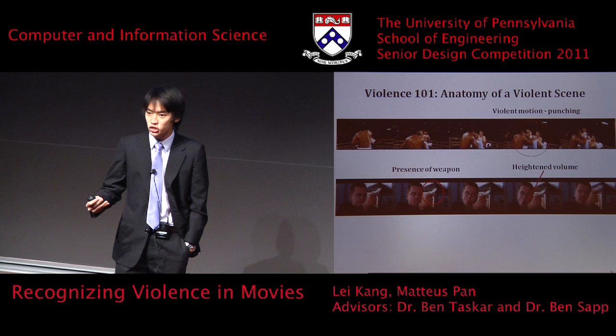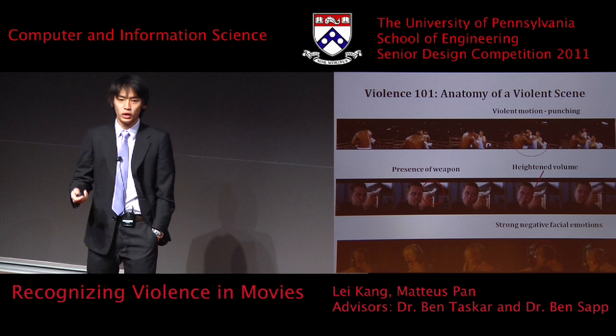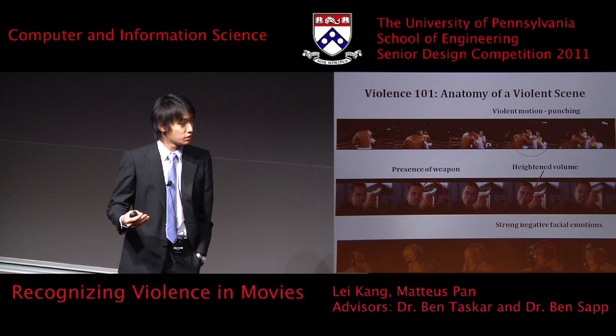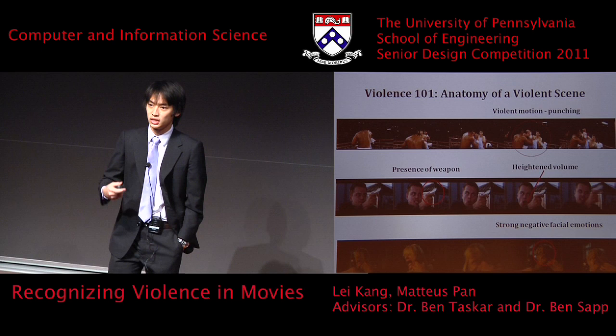Finally, the fourth one, you can see the look of anguish on someone's face. On the victim's face, a look of anger on the perpetrator's face. Basically, there are strong negative facial emotions in violent scenes. So it's around these four feature sets that we have designed our system. These are the four things that motivate how we design our system.